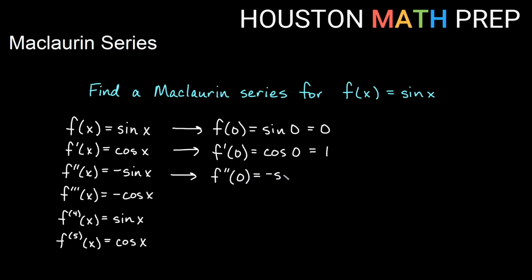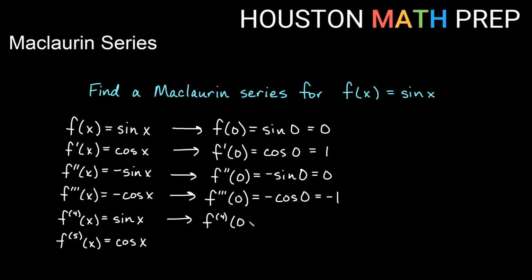So we'll have negative sine of 0, so that's still 0. For this one, the third derivative at 0 is going to be negative cosine of 0. And we know cosine of 0 is 1, so this will be negative 1 for this one. We will get a fourth derivative at 0. You might start to see a pattern here, right? So this is going to be back at sine of 0, and that's going to be 0.